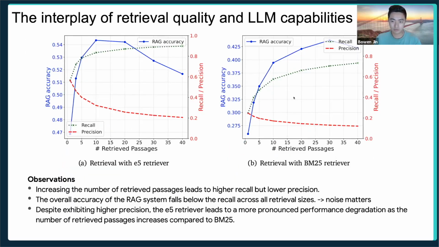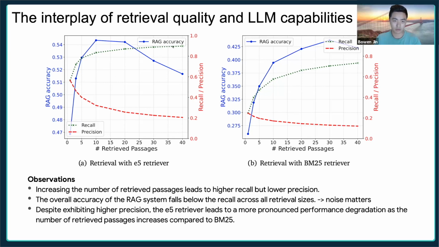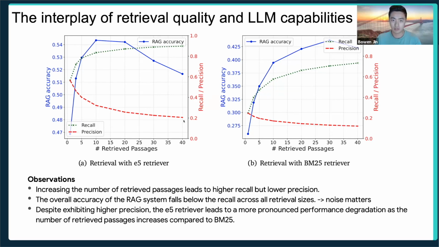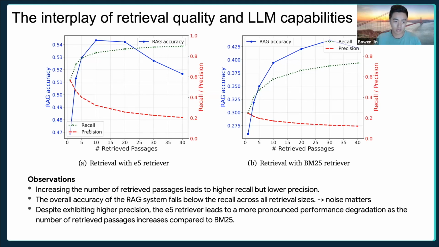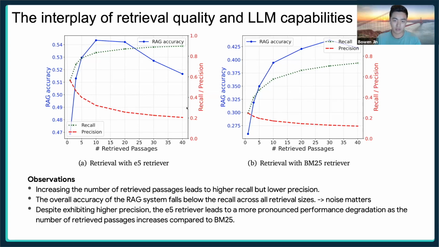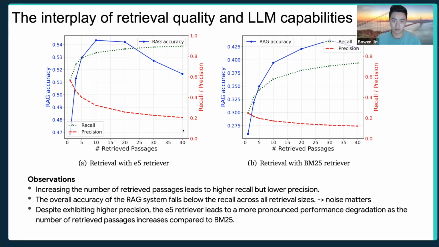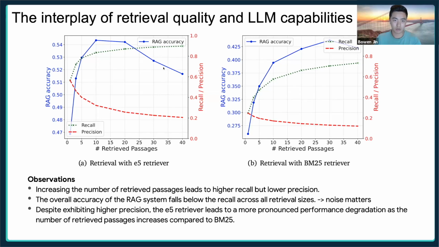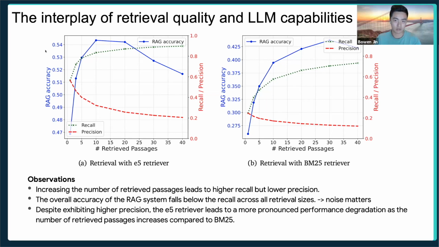So if we look at these two figures, we can have some observations. We can first look at the left subfigure, which corresponds to using E5 as a retriever. The green curve and the red curve correspond to recall and precision, respectively. And the values for the recall and precision can be seen on the right y-axis. And this blue curve corresponds to the final accuracy, and its value can be referred to on the left y-axis.